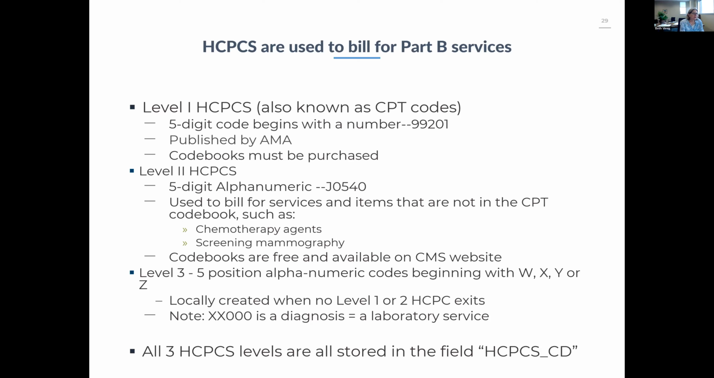Level 3 has 5-digit codes that begin with a W, X, Y, or Z. These are locally created when no level 1 or level 2 HCPCS exists. So if something happens and the AMA has not caught up with science or practice, and we still have a bill we need to pay, the carriers, the people processing the bill, will often create a temporary code that can be used while the decision is being made and the AMA goes through their process.